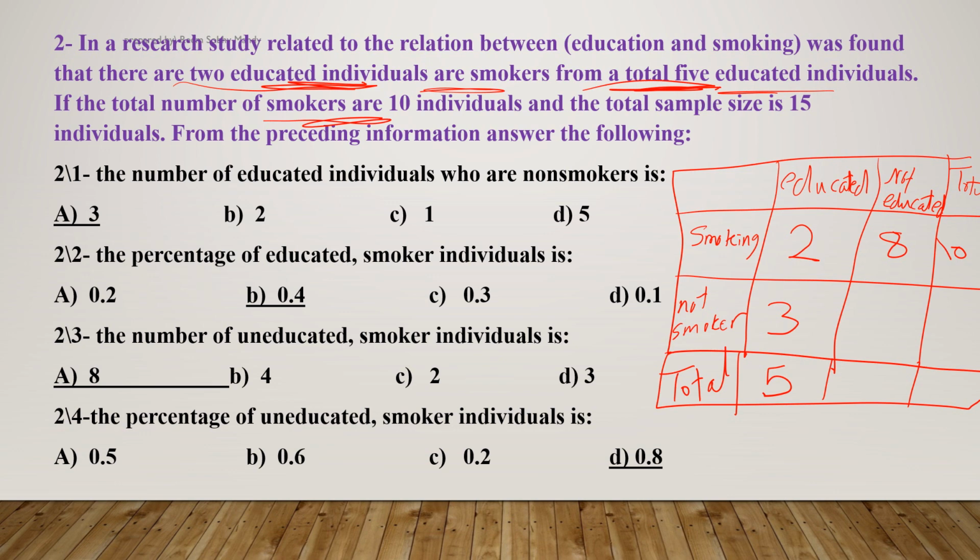And the total sample size equals 15, so the non-smoker individuals equal 5. 3 of them are educated and 2 of them are not educated, and the total not educated people equals 10. This is the bivariate frequency table for education and smoking.